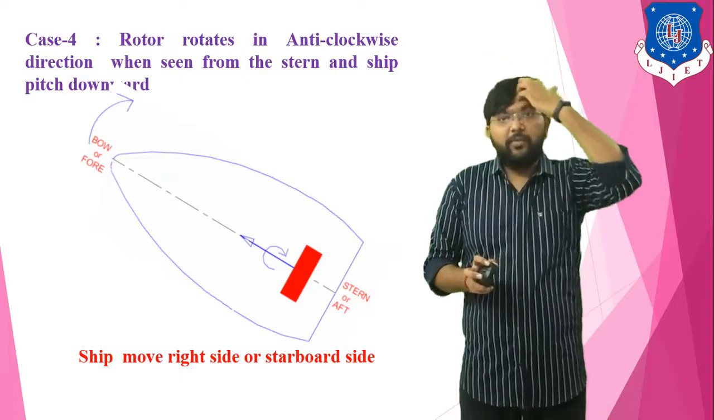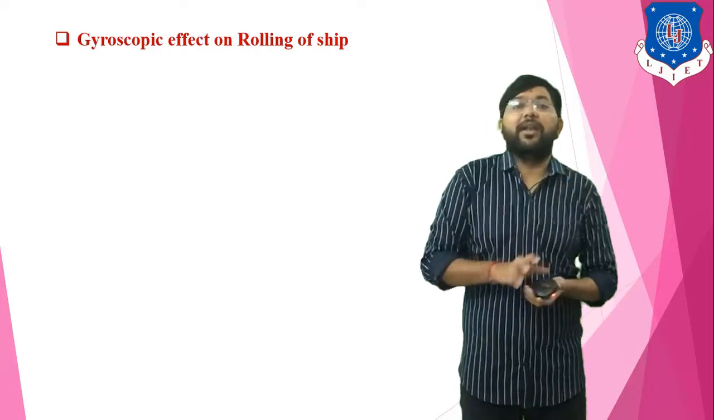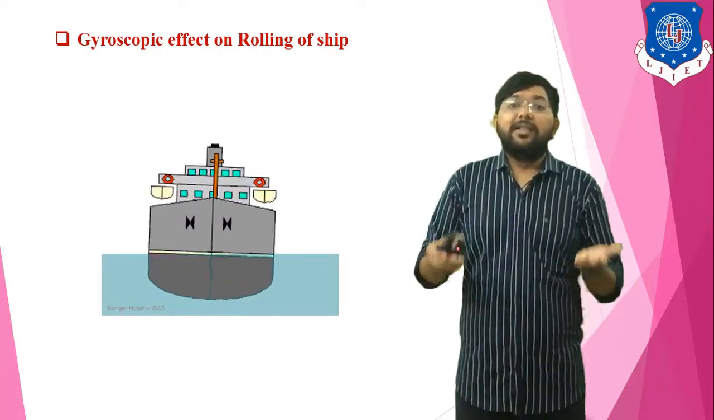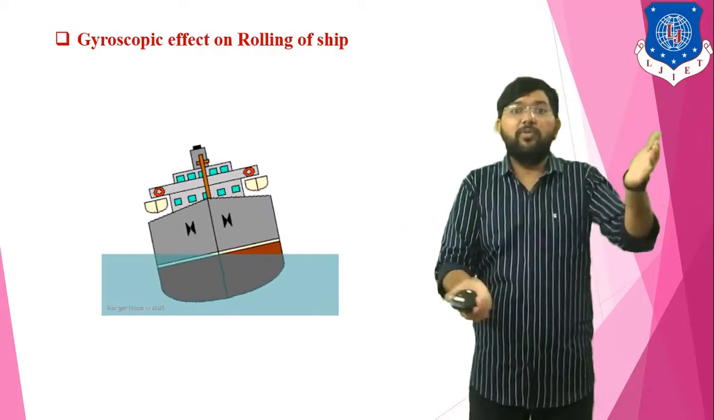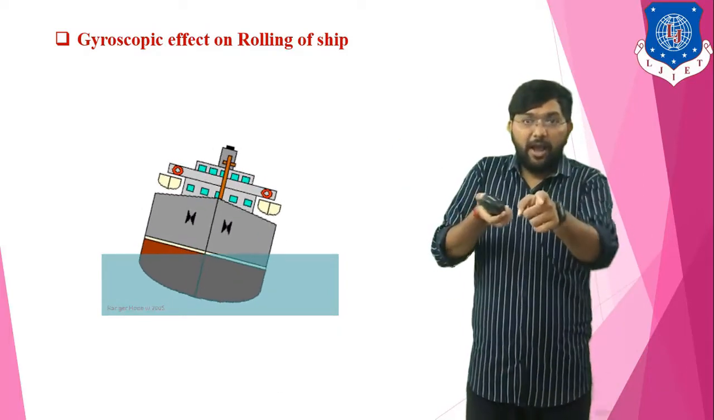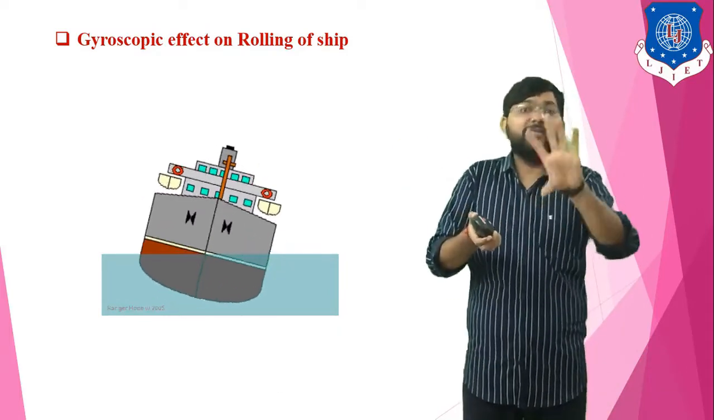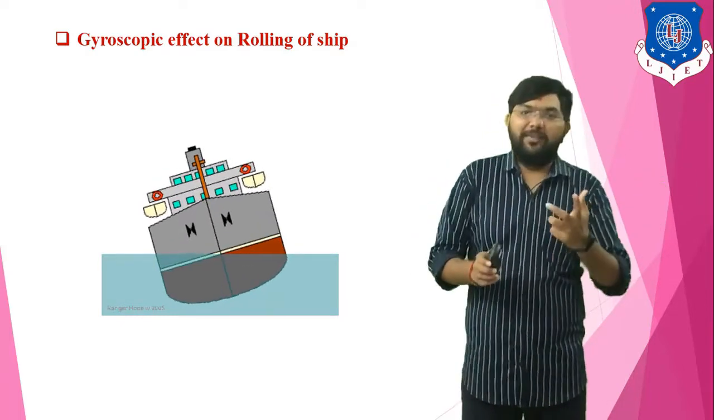Now last is the rolling motion. There is no gyroscopic effect in rolling motion, because in rolling motion the position of the axis of spin will not change. So because of that we cannot observe the gyroscopic effect in rolling motion. You see in this figure the rolling motion, when you observe from the front side, the cyclic up and down motion of starboard and port indicates the rolling motion. But at that time the position of the axis of spin will not change. So because of that no gyroscopic effect occurs in rolling motion.